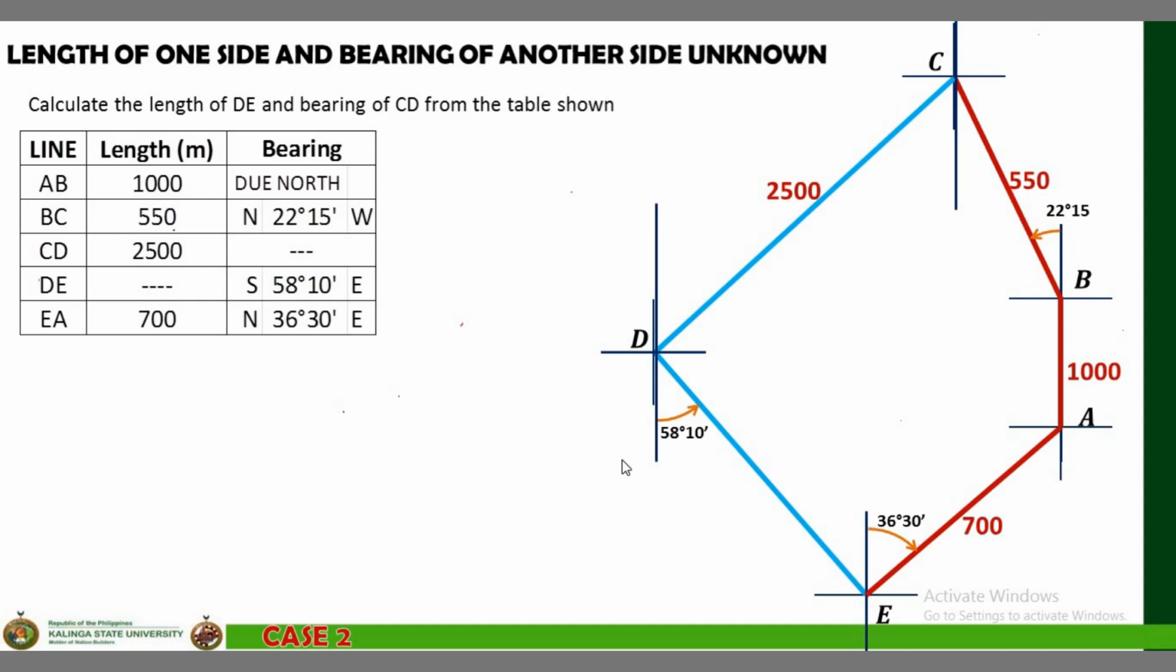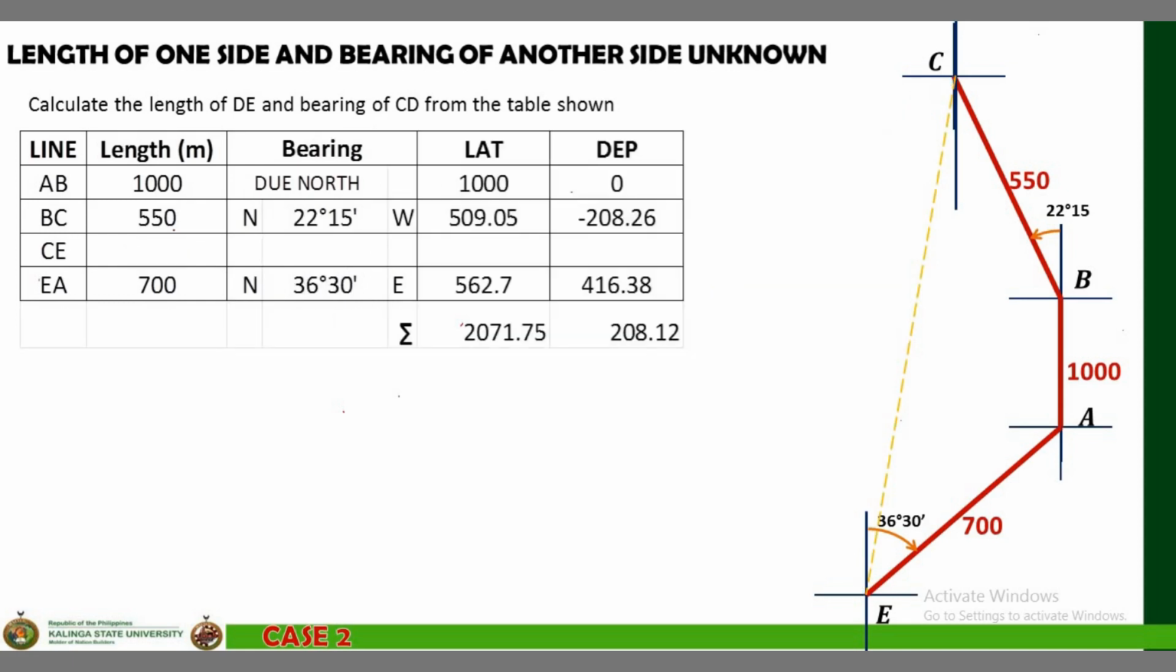So, EA, AB, and BC have complete data. So, I will close EABC now. How will I close this one? I'm just going to add a closing line, CE. Now, if you try to isolate E, A, B, and C, and the closing line, this is how it will look.